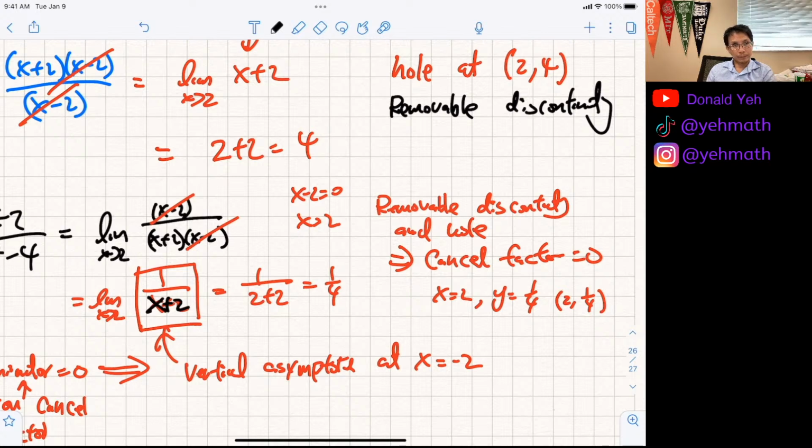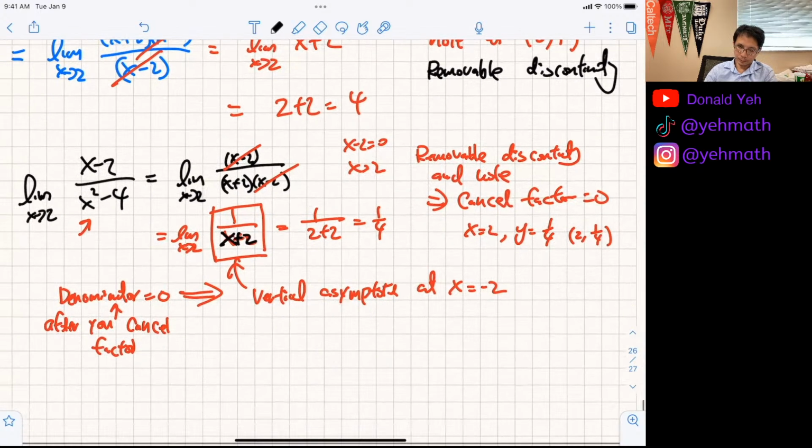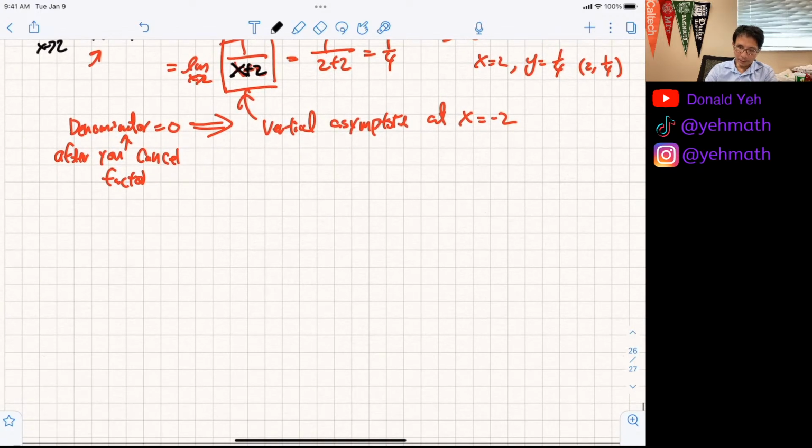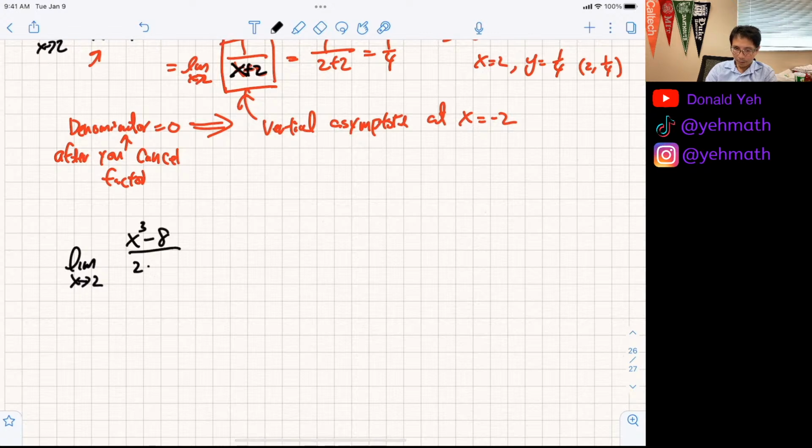Questions? I want to talk about this question: the limit as x approaches 2 of x cubed minus 8 over 2 minus x. Is there something that's factorable here? What is factorable?